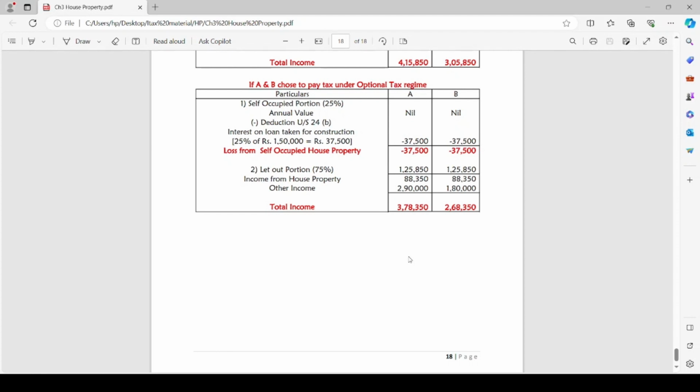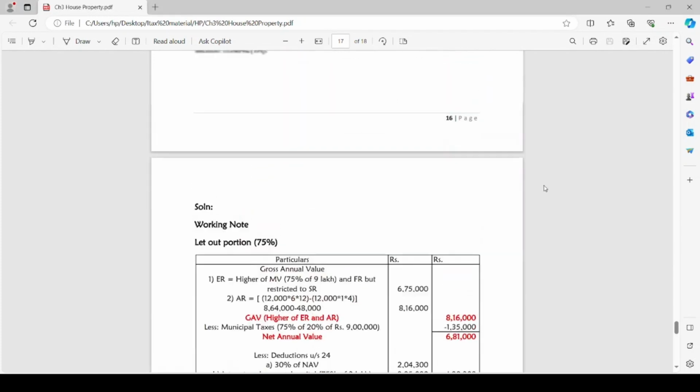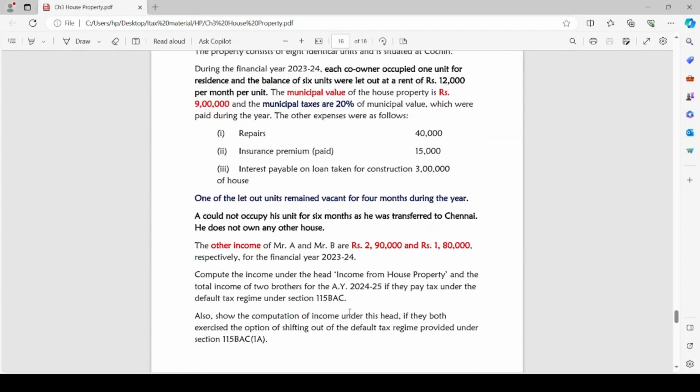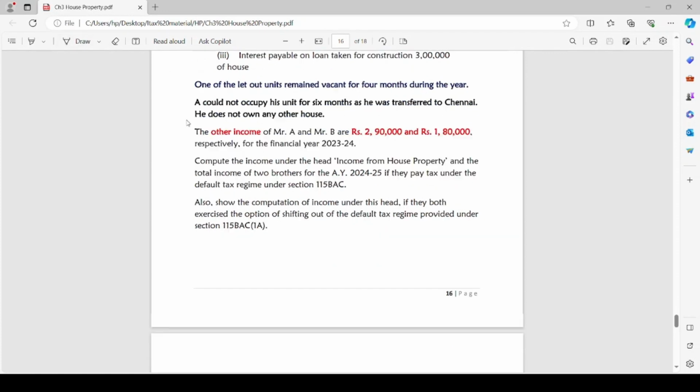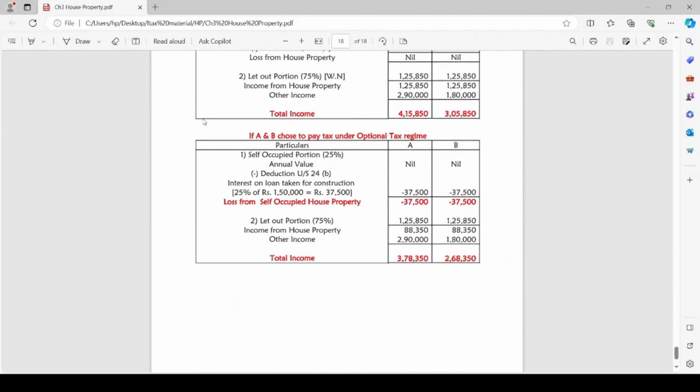Here we have to remember one point: in the question it has been given that A could not occupy his unit for 6 months as he was transferred to Chennai. He does not own any other house. The property is not occupied by A for 6 months, and also it has not been let out for the 6 months. So we still consider that A is in occupation of such property.